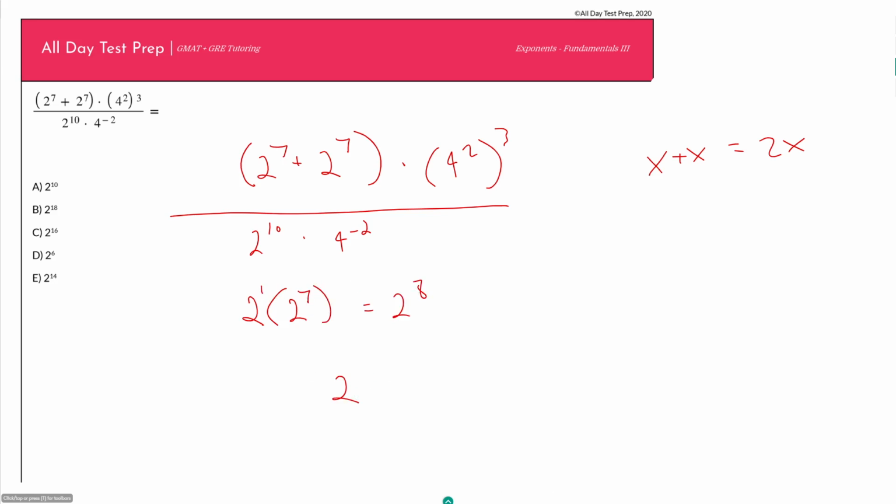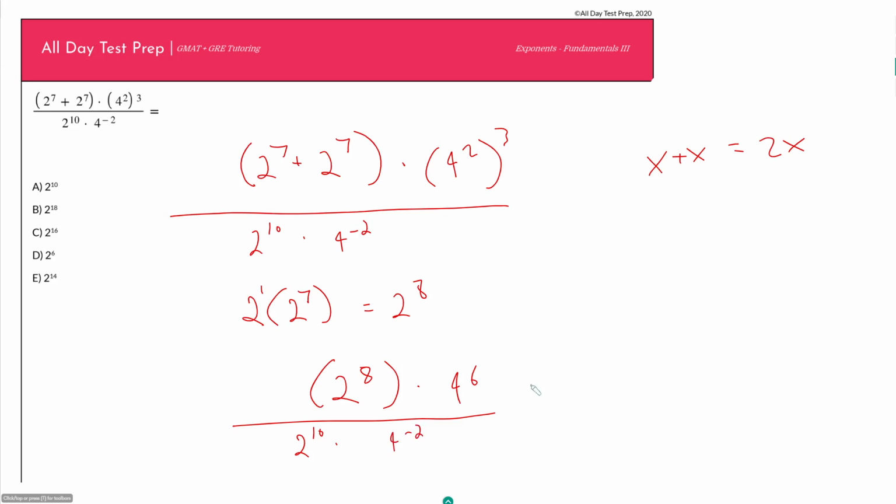We got 2 to the 8th times 4 squared. We are raising an exponent to an exponent, so we multiply the powers. So 4 squared raised to the 3rd should just be 4 to the 6th, all over 2 to the 10th times 4 raised to the negative 2.